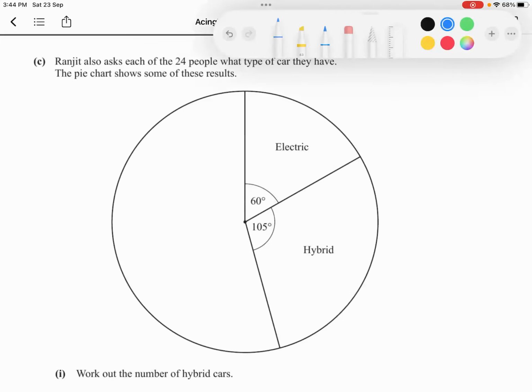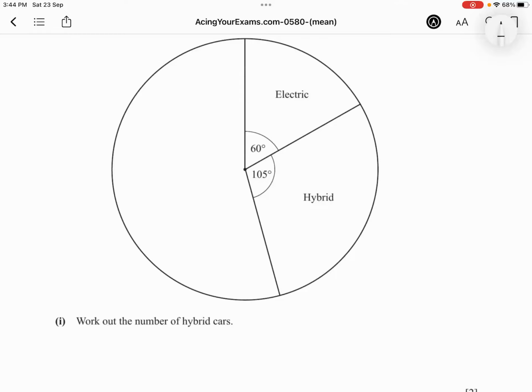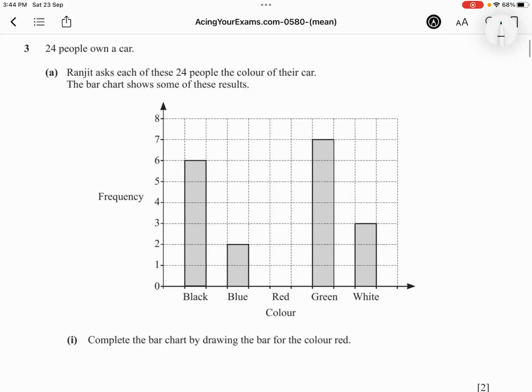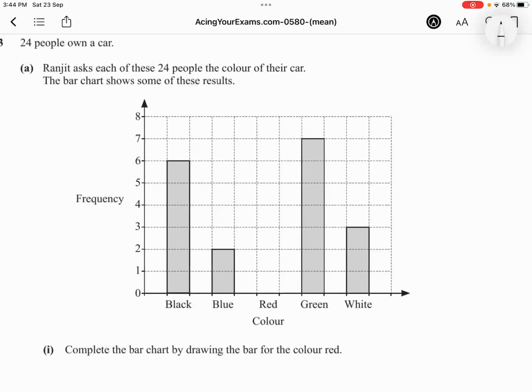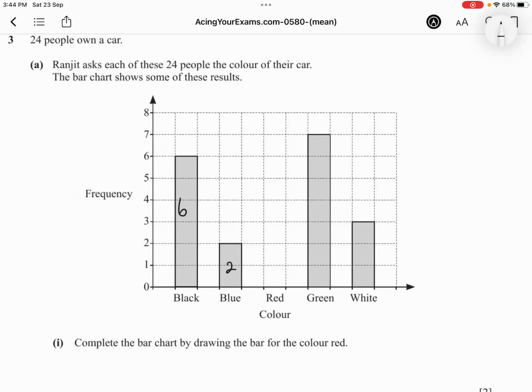They say that Ranjit also asked each of the 24 people what type of car they have, and the pie chart shows some of the results. Work out the number of the hybrid cars. So first of all, we have to review the question. You can see that there are black, blue, and red cars. Ranjit asked each of the 24 people the color of their car, and the bar chart shows some of the results. Out of 24, 6 are black, 2 are blue, greens are 7, and whites are 3. So 24 minus all is red.